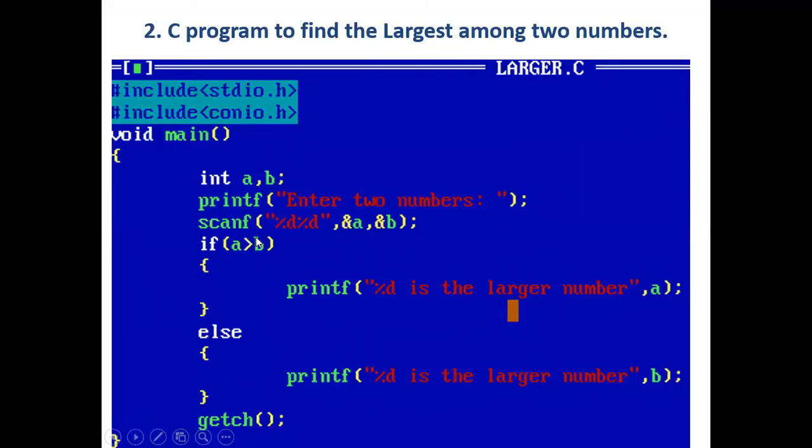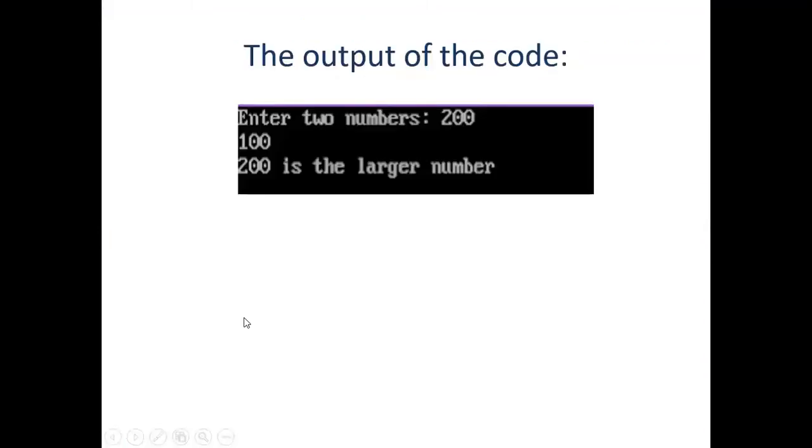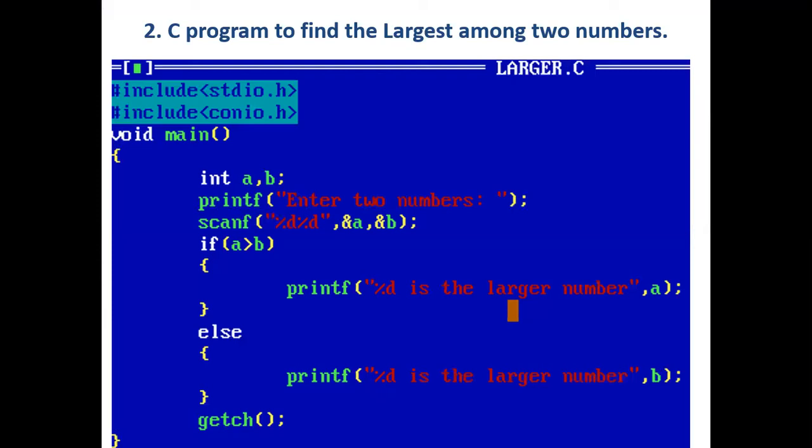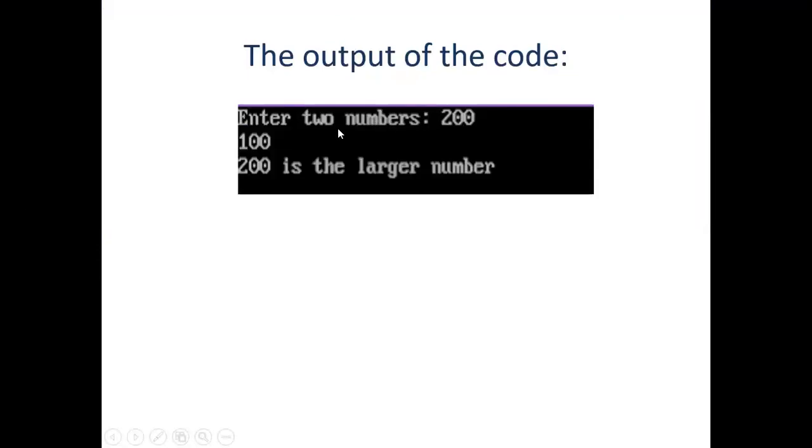We are going to check if a is greater than b, then I will print a message that a is the largest number. Else, if the condition is false, then I will print the message b is the largest number. So in a conditional statement, any one of the statements will be executed. And finally, we'll close that main program. And this is the output. The output of the code is, first we will enter two numbers, 200 and 100. So among these two numbers, 200 is the larger number.